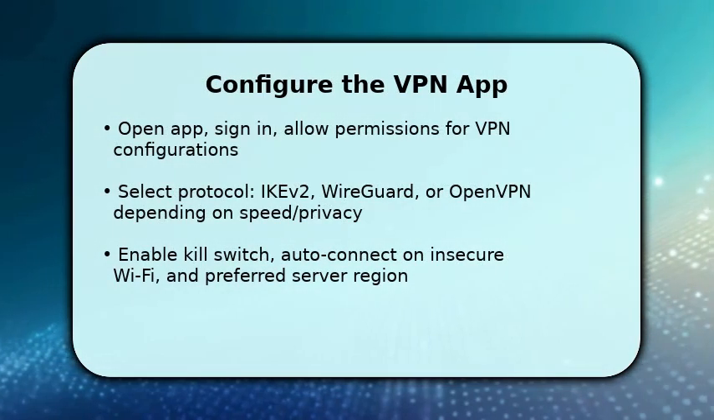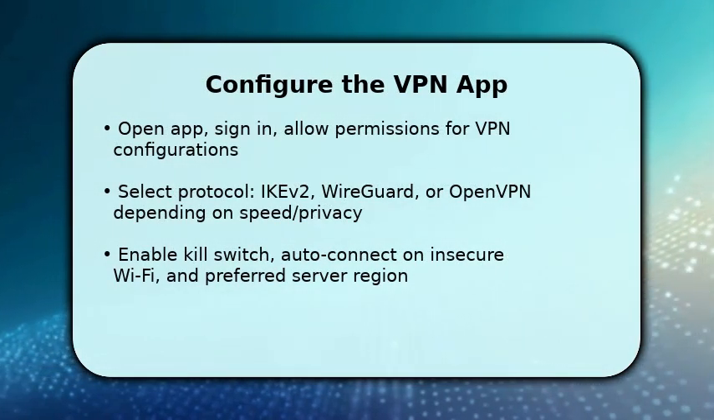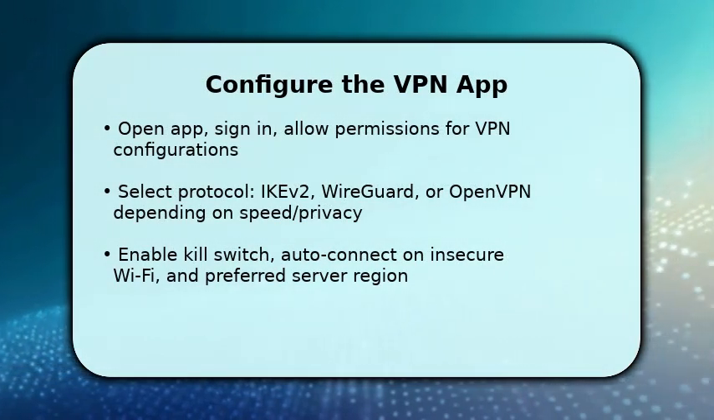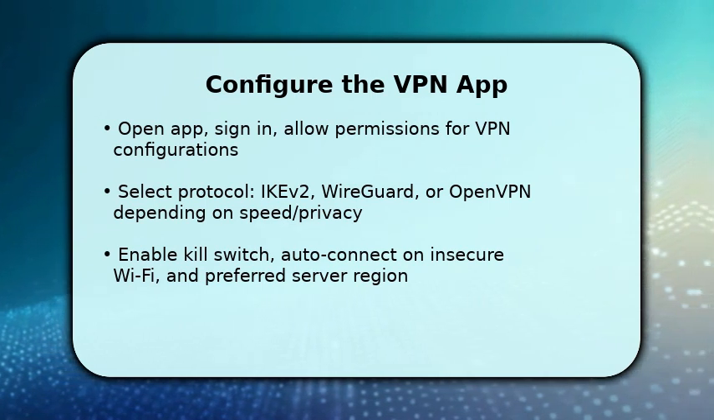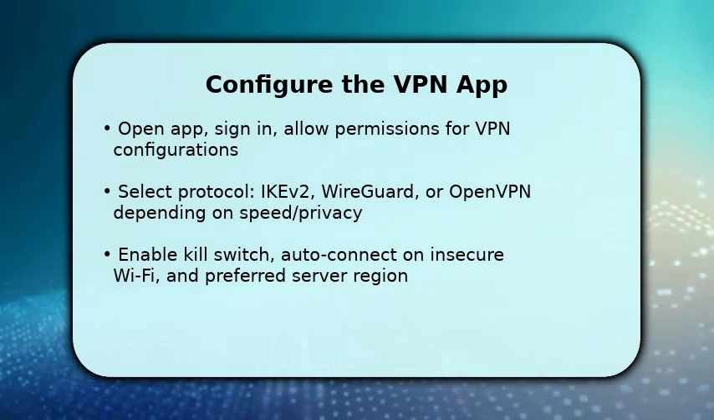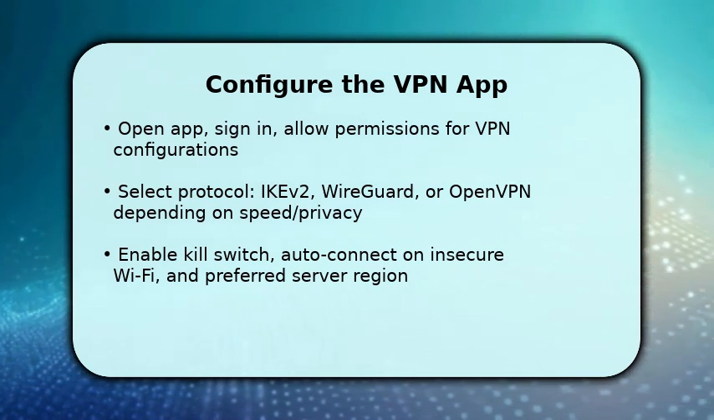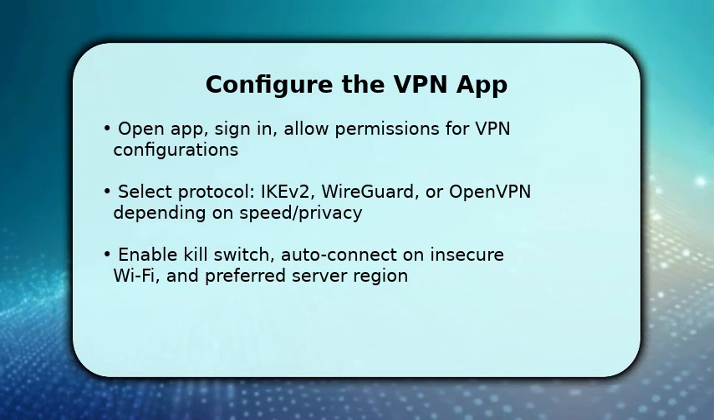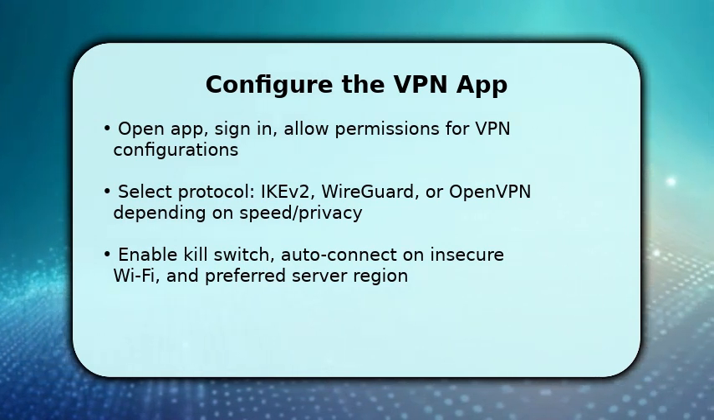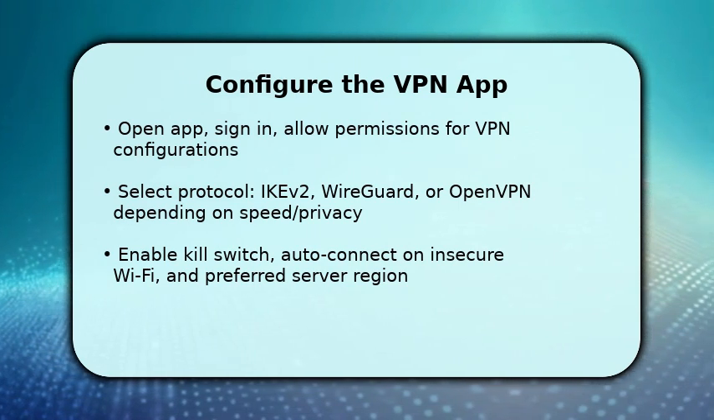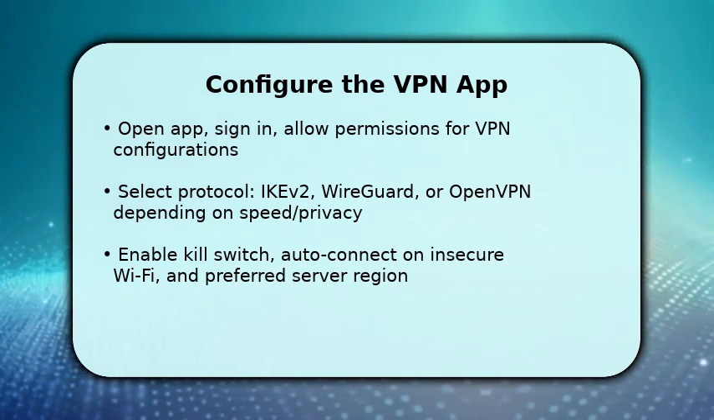Open the VPN app and sign in. The app will request permission to add VPN configurations. Allow it so iPad settings can manage the connection. Choose a protocol: WireGuard for speed, IKEv2 for stability, or OpenVPN for compatibility. Pick based on your needs. Then enable the kill switch and auto-connect for public Wi-Fi to prevent leaks.